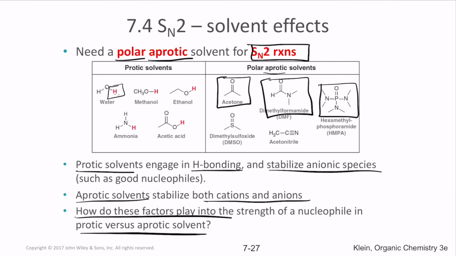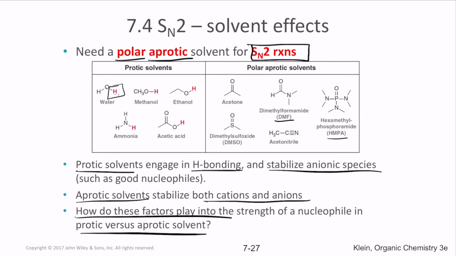The common aprotic solvents that you will see are acetone, dimethyl formamide, which is given by its short form DMF, HMPA, which is hexamethyl phosphoramide, DMSO, which is dimethyl sulfoxide, and acetonitrile. These are common examples of polar aprotic solvents.